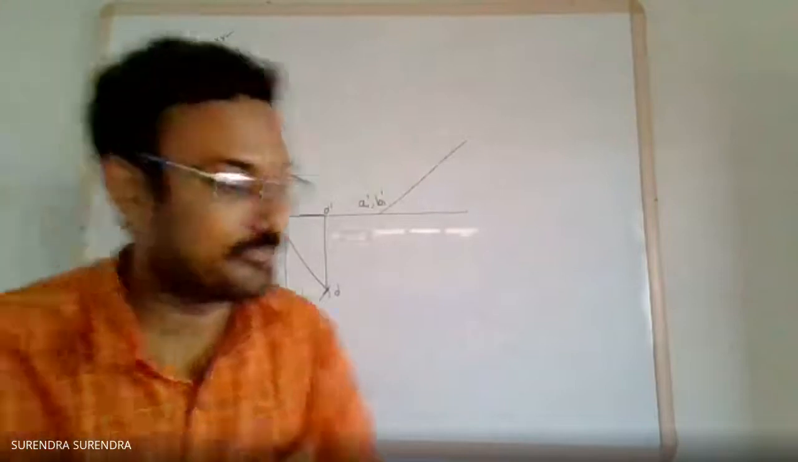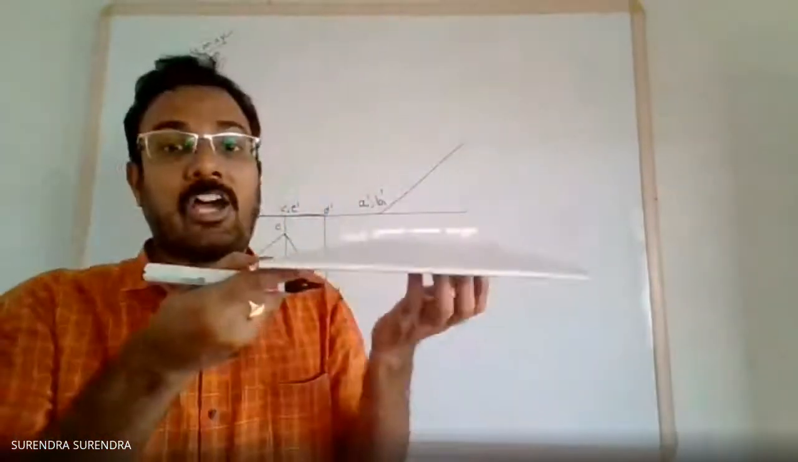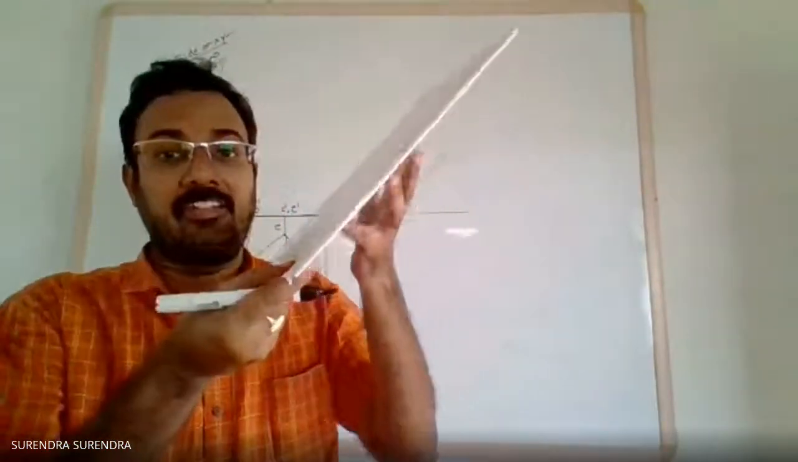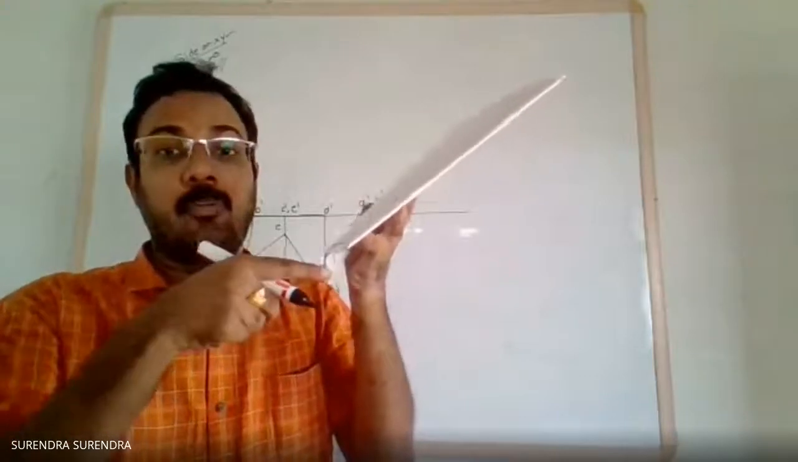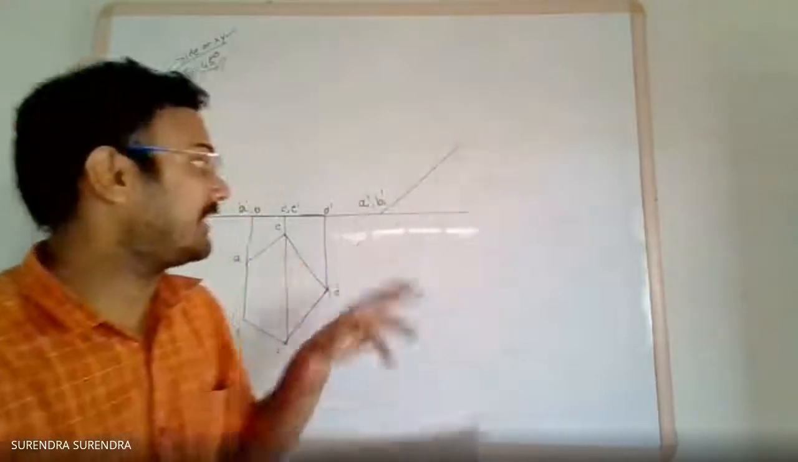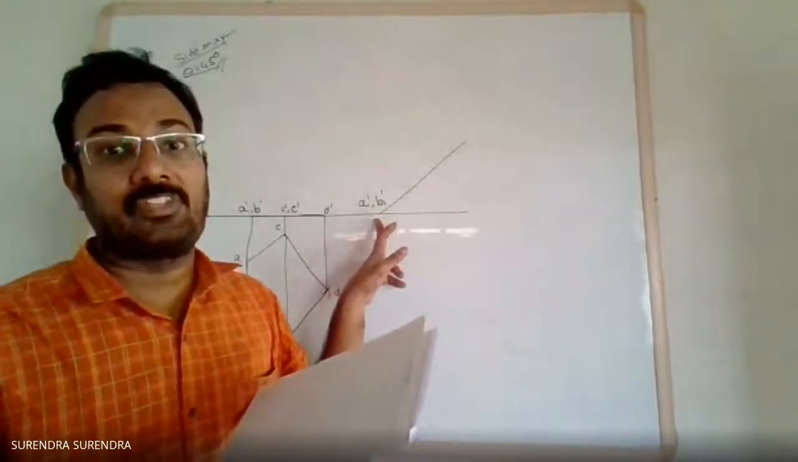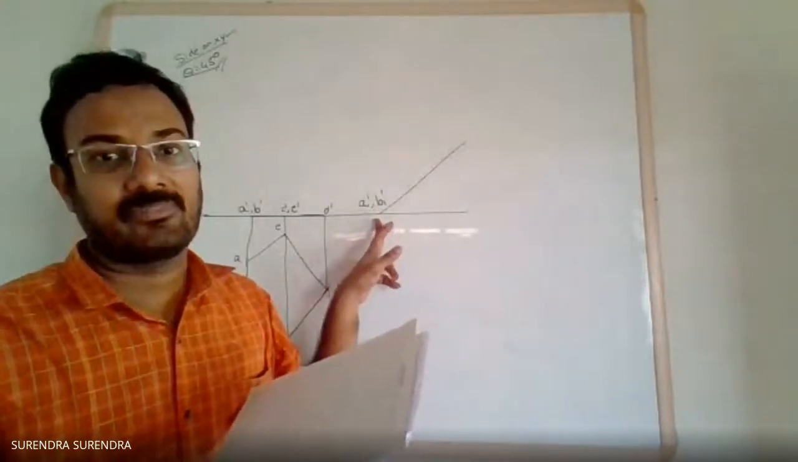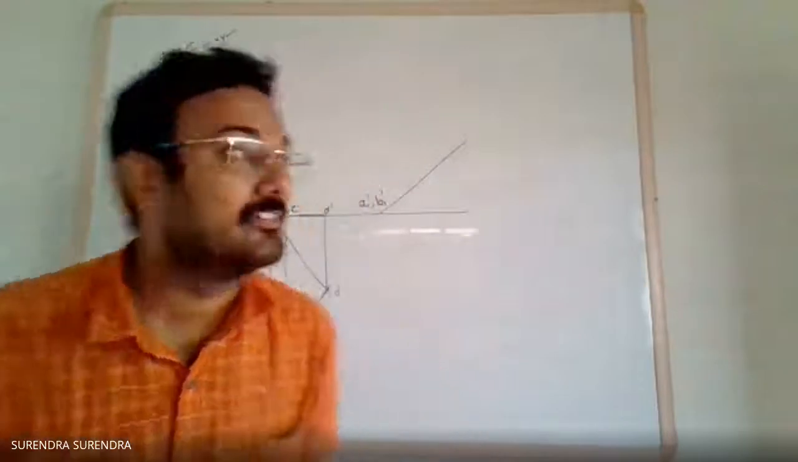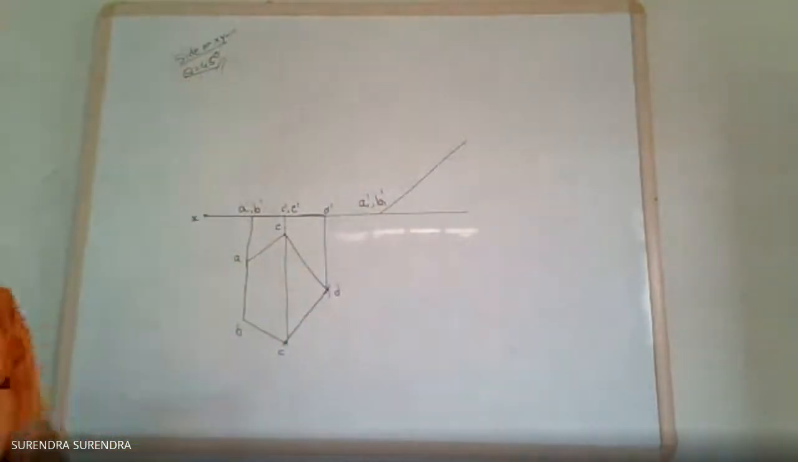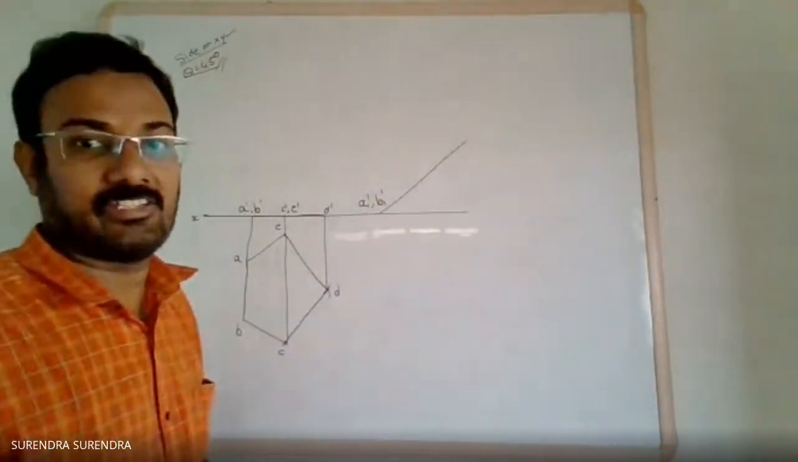So now we are rotating it parallel to HP. After rotating, point A and B are on the XY line, which means it is resting on HP with the edge AB. With the edge AB, so with a side on the XY line, as given in the condition.